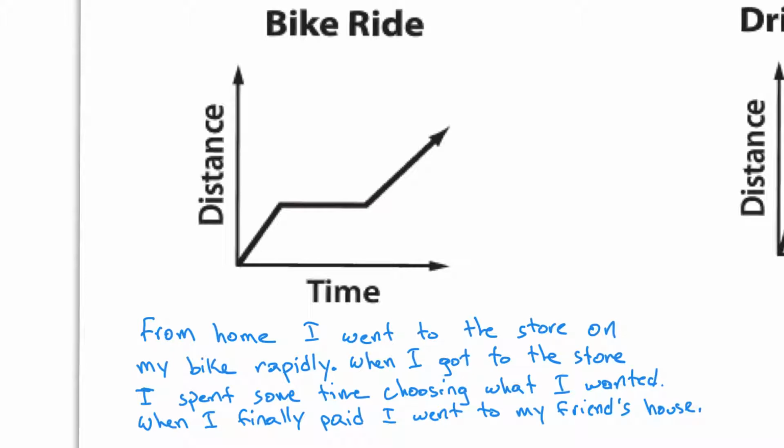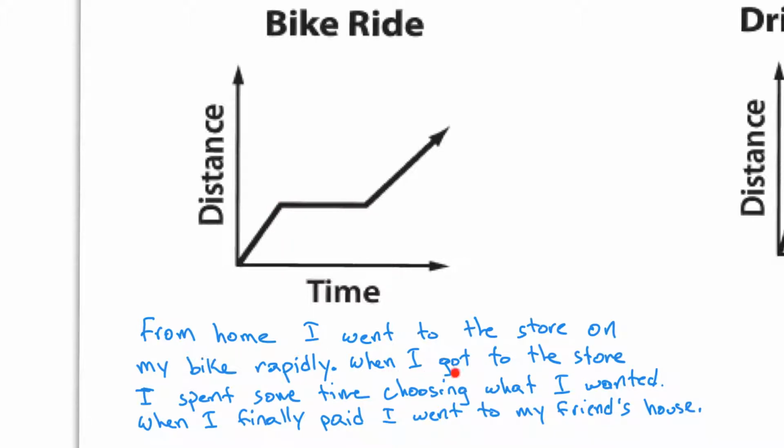So this is just an example of what this graph represents. There are a lot of stories, or ways you can describe the actual graph. It says here, from home, I went to the store on my bike rapidly. So the origin, which is the starting point, is home. I started riding my bike really fast to the store. So this is the piece of the graph that represents that: from home, I went to the store really rapidly.